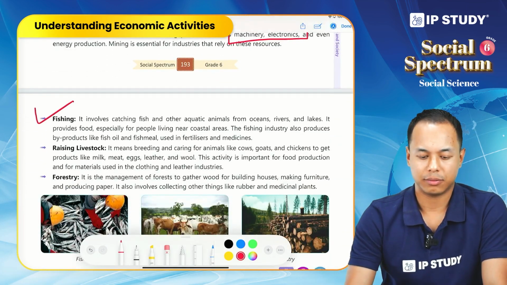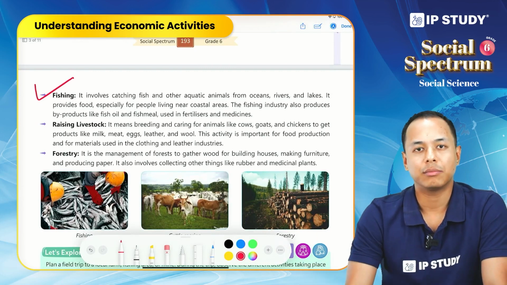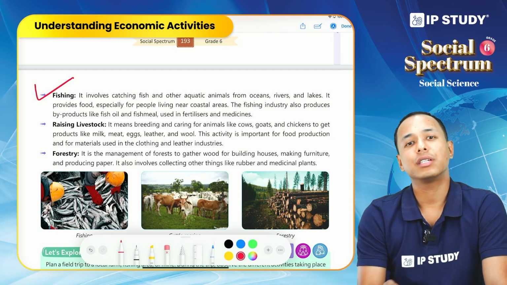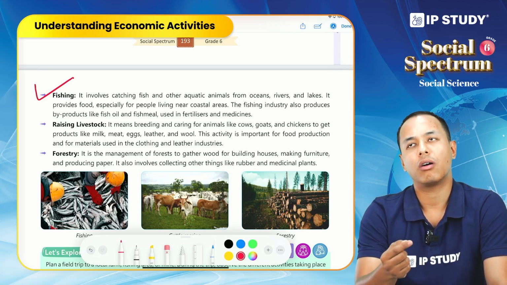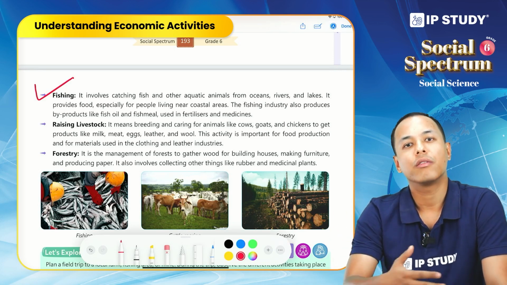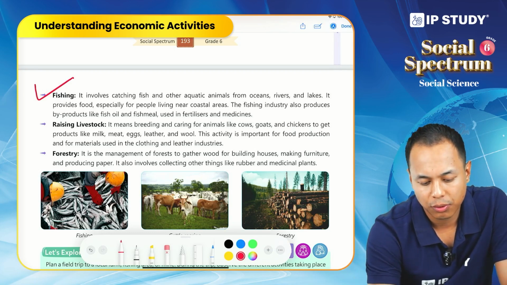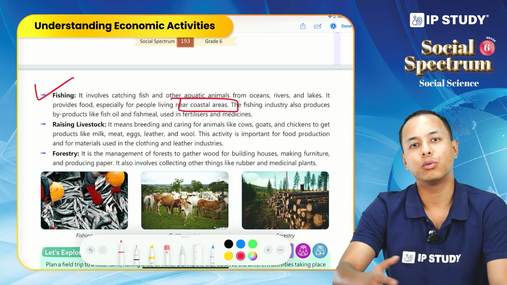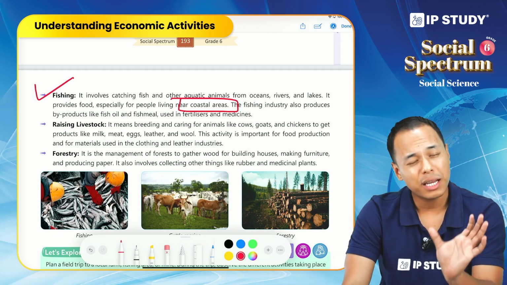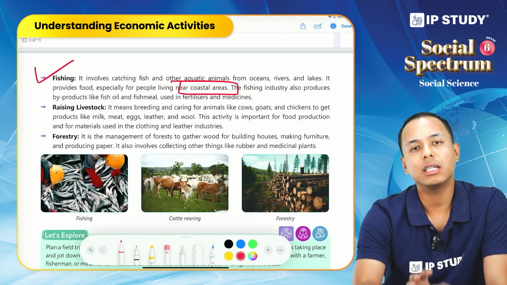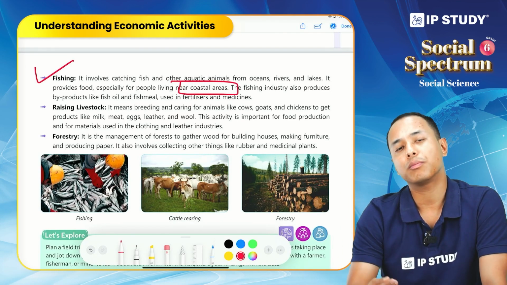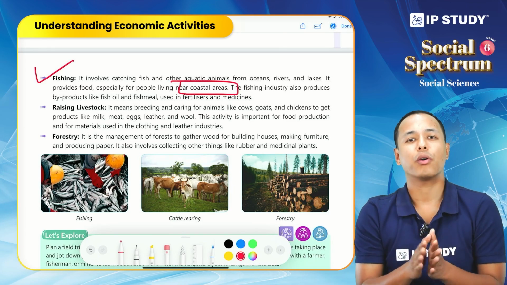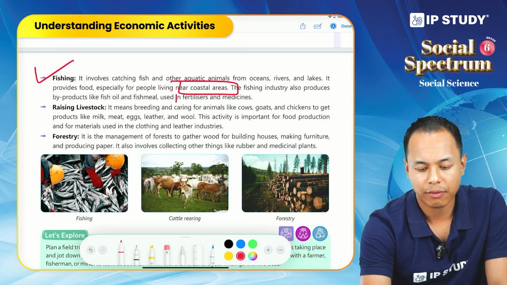Fishing involves catching fish and other aquatic animals from water bodies. It can be oceans, lakes, or rivers. Fishing is one of the main important sources of food for people living in the coastal regions, near the coastal areas. Not just coastal areas, but people who live far away from the coast too, but mainly coastal areas. The fishing industry not only provides us with food, but also products like fish oil and fish meal, which are very important in medicine and fertilizers.